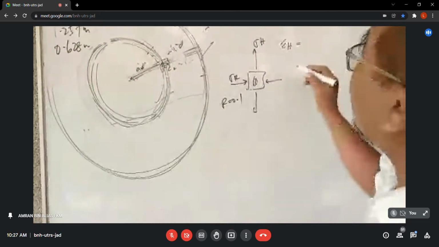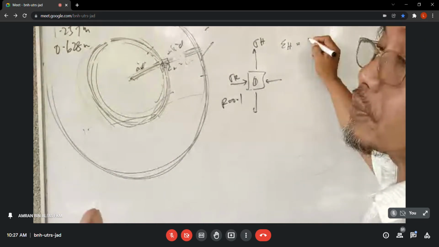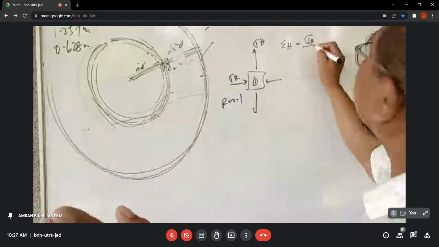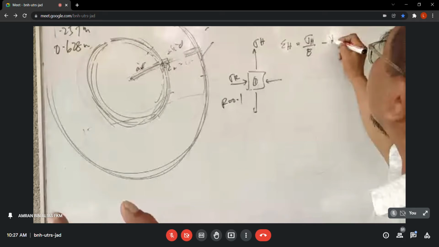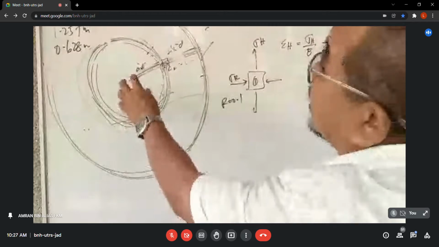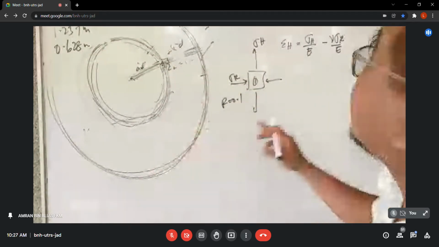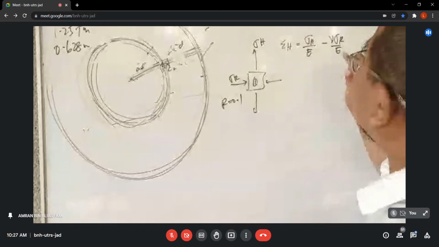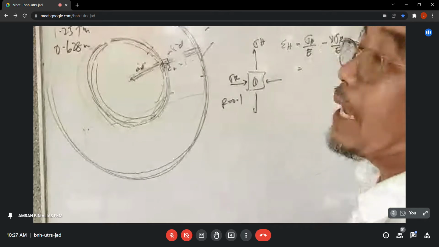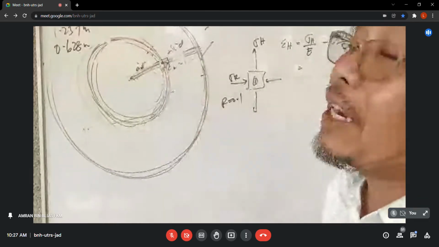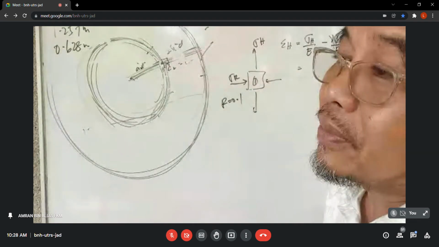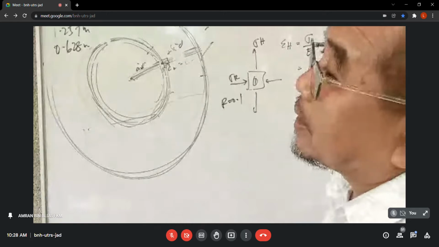Let's go to the basic formula. Strain EH equals sigma H over E, minus poisson ratio times sigma R over E. Let's say the system is the open case, so sigma L is 0. So we have that. My sigma H just now is what? Inside 83, right? Yes, sigma H, 83.